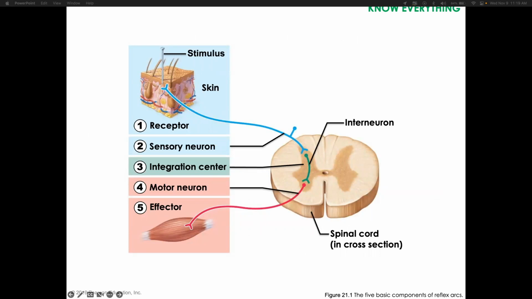Here's an example of a somatic reflex arc. You have a somatic stimulus. In this case, it's a nail in the skin. And then a receptor will send that signal down the sensory neuron to the interneuron. And then the interneuron will then send a response down the motor neuron and cause your muscles to move away from the stimulus.